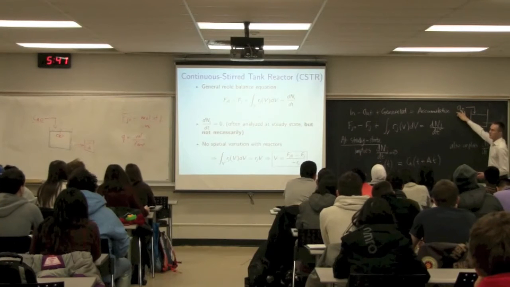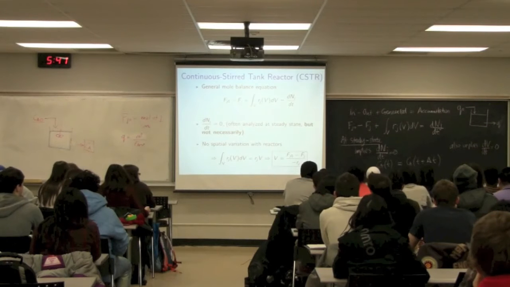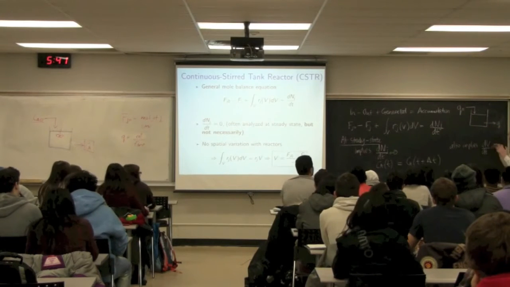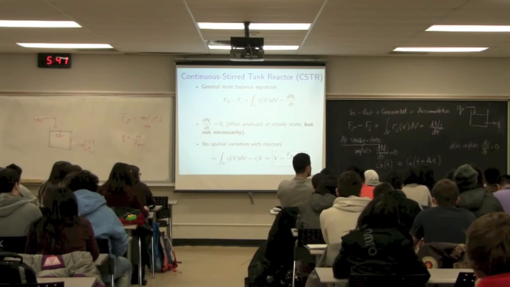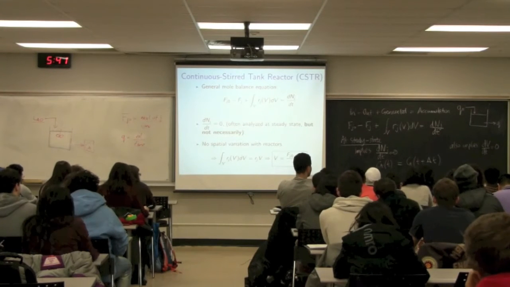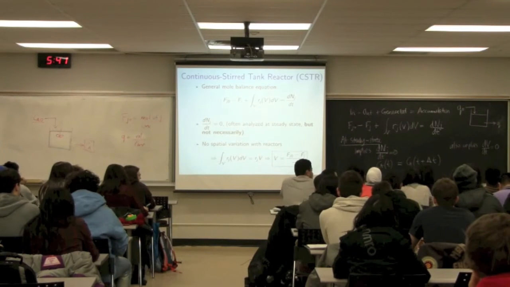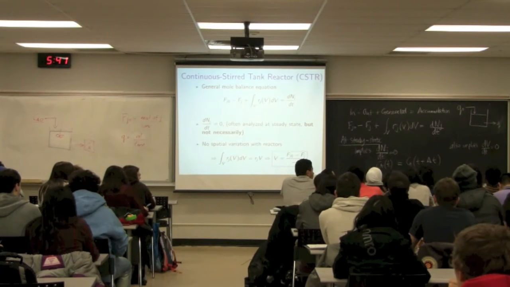If this flow Q0 was faster than that Q, my tank would be filling up with time. If Q0 was smaller than Q, my tank would be draining slowly over time. So the steady state assumption implies that everything about the system is constant. Okay, so the volume is always the volume of liquid in the tank.